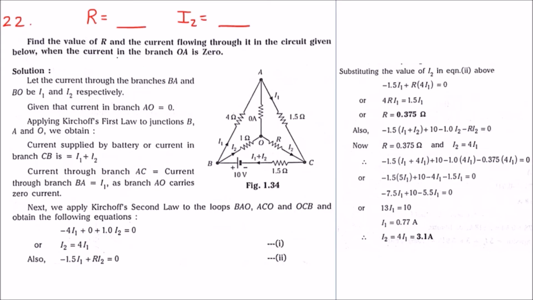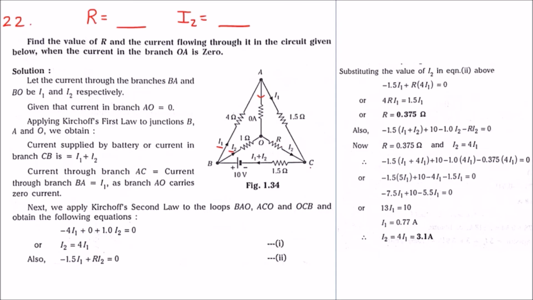They have also given that the branch current of OA is 0, so there is no current flowing here. First we will indicate that the branch current of BA is I1 and BO is I2. Then we will use Kirchhoff's first law, that is the current law. Applying this law to the junctions B, A, O, we will write the current flowing.